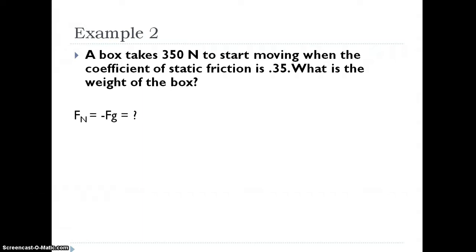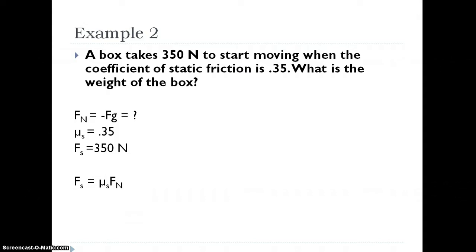So, in this case, we are looking for the weight, so that means we're finding the normal force. They gave us the coefficient, and we have the push force, which says that you have to overcome 350 newtons to start a box moving. So that would be your static friction force. That's the force that you're overcoming in order to get it going.